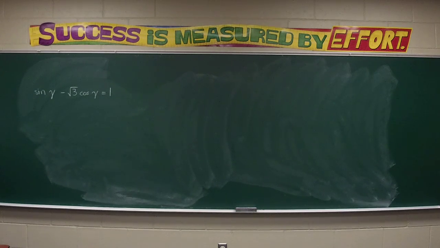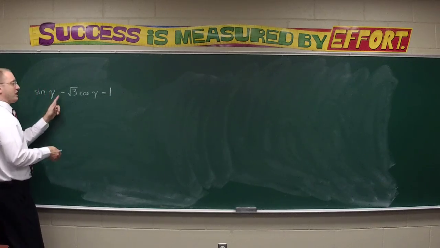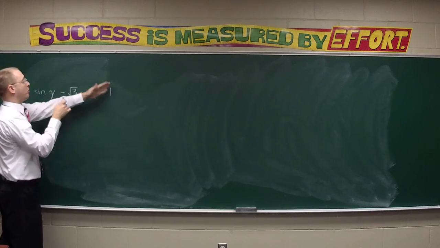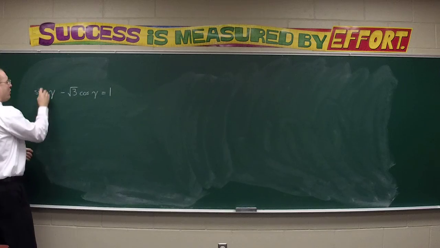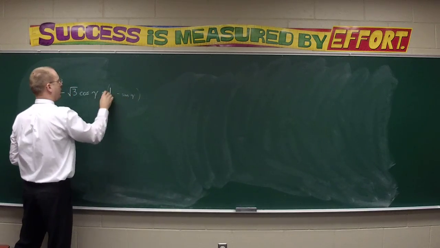The negative square root of 3 cosine, right? So let's isolate that. Thoughts? Minus the sine. We can either subtract the sine over, or if you didn't want the negative at all, you do the double switch. Bring the 1 over as a negative and send that over as a positive. Really doesn't matter. So I'm going to go ahead and bring the sine gamma over.